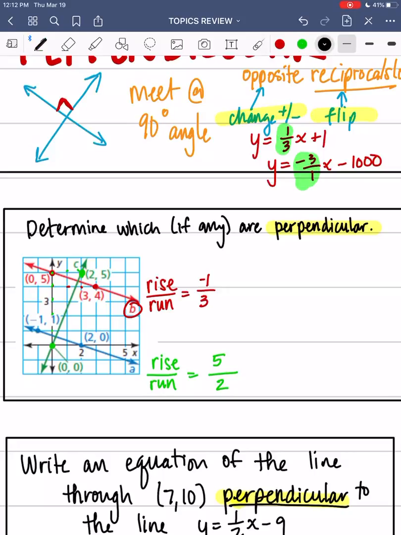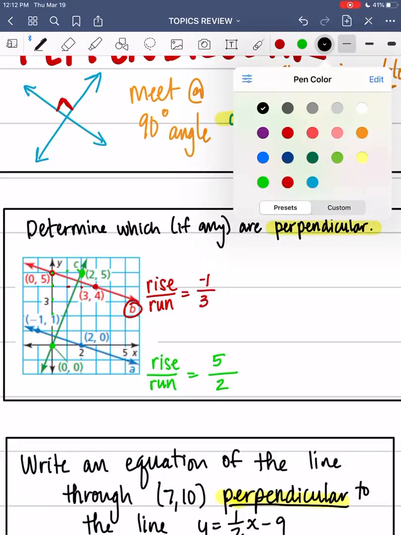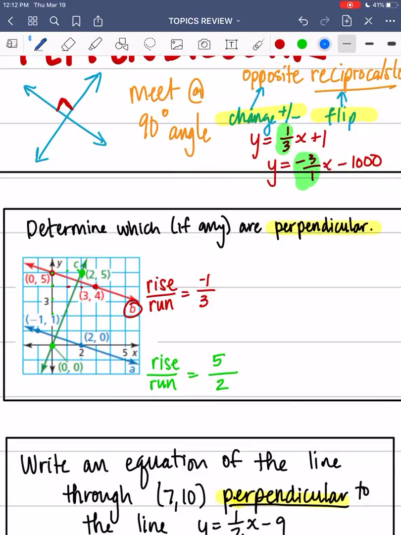And then we need blue. So let's do blue here. The blue line, rise over run. They gave us 2 points right here. Rise is down 1, so it's -1, and run to the right 1, 2, 3, so -1/3.